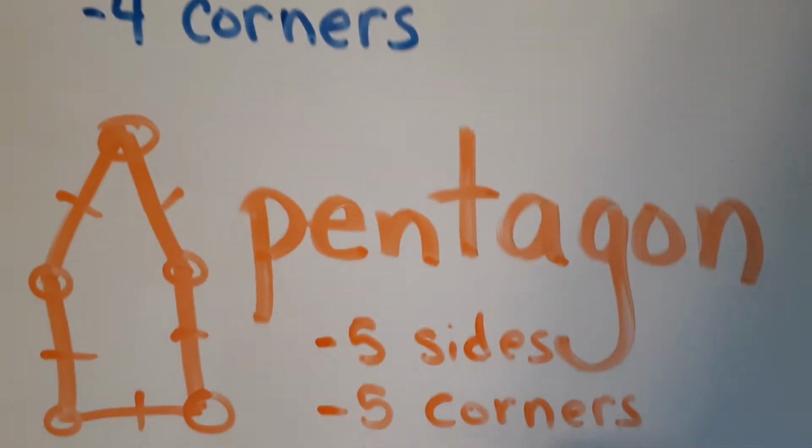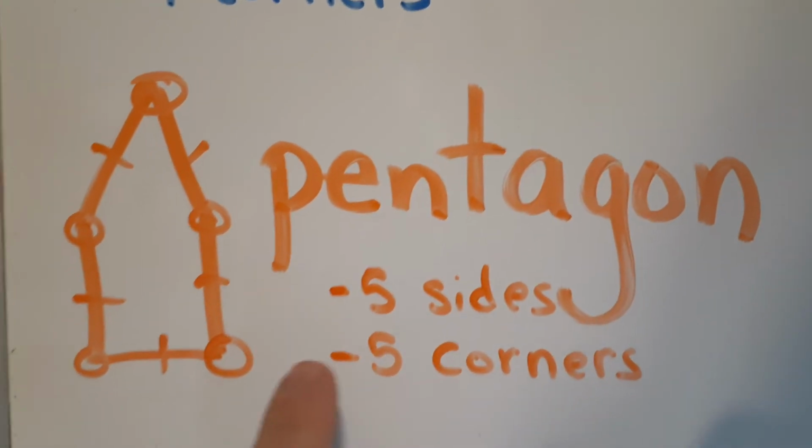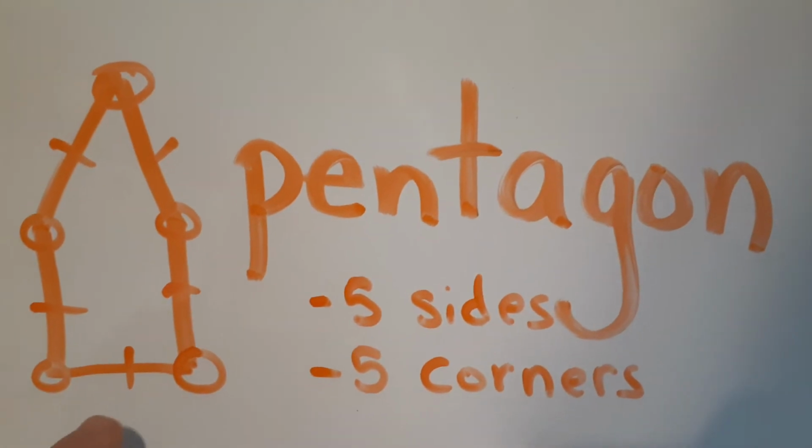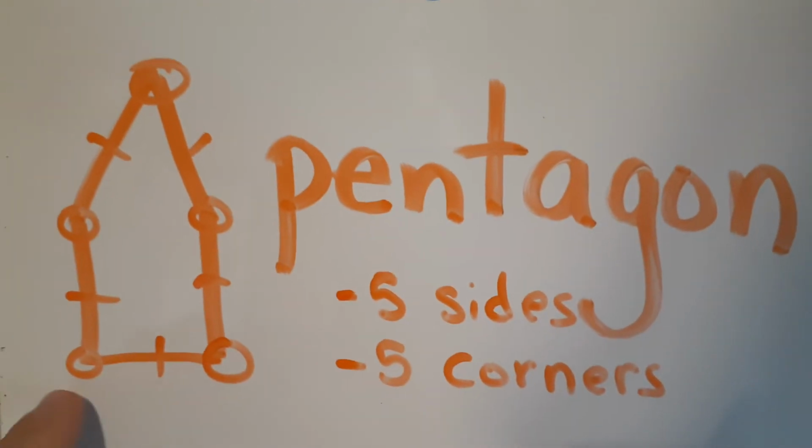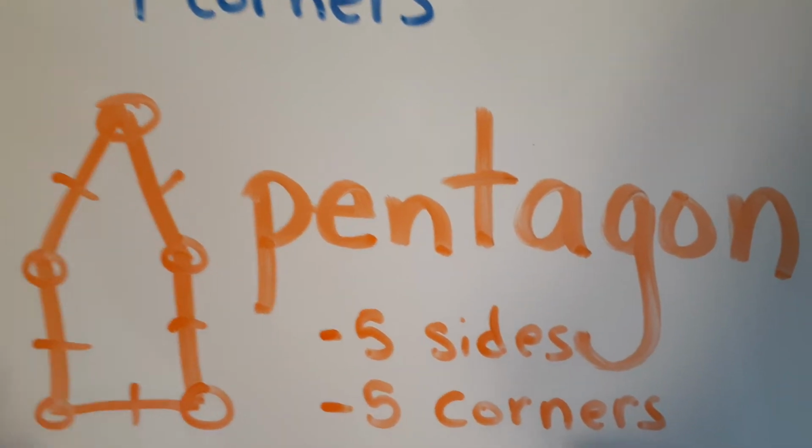Then we go down to the pentagon. The pentagon has 5 sides and 5 corners. Count the sides, 1, 2, 3, 4, 5, and the corners, 1, 2, 3, 4, 5.